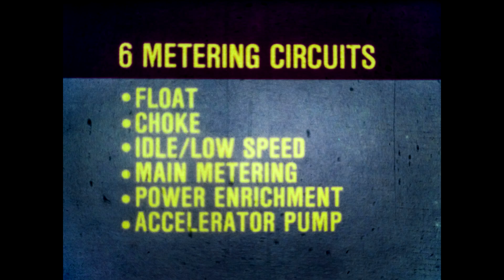The float circuit supplies fuel to all metering systems. The choke enriches the fuel-air mixture for cold engine operation. The idle low-speed circuit provides the right fuel mixture for idle and low speeds. Power enrichment is for full load or high-speed operation, and the accelerator pump provides a rich mixture for sudden acceleration. We'll talk about each of these circuits, starting with the float.